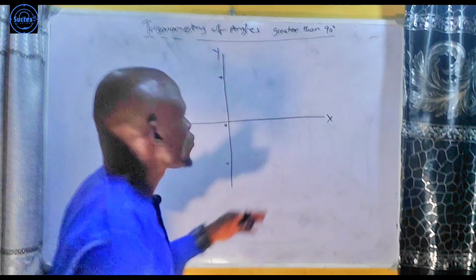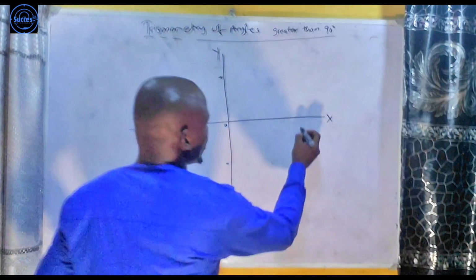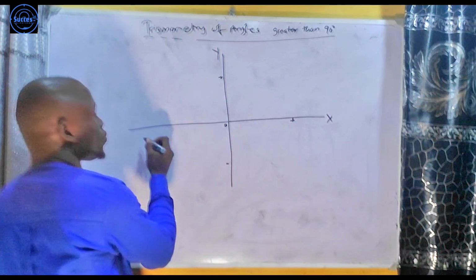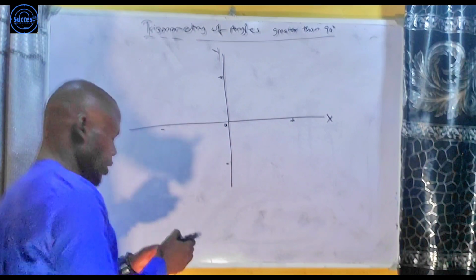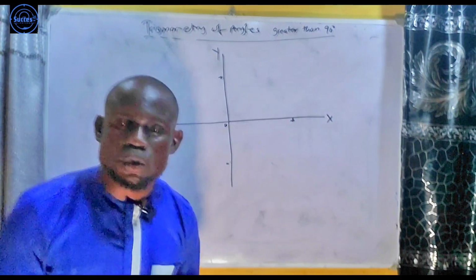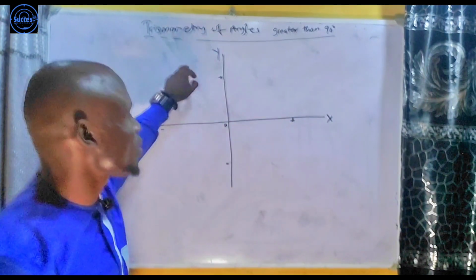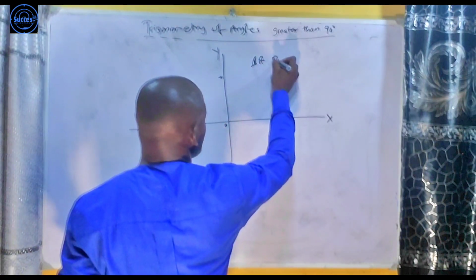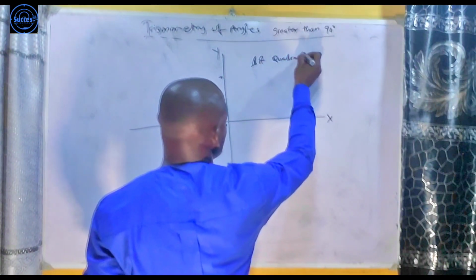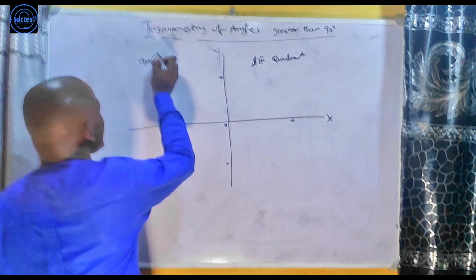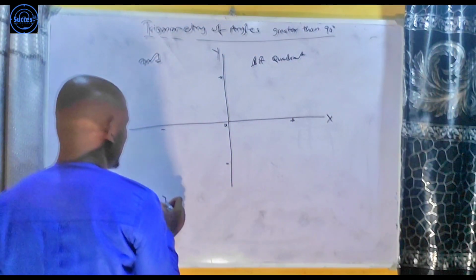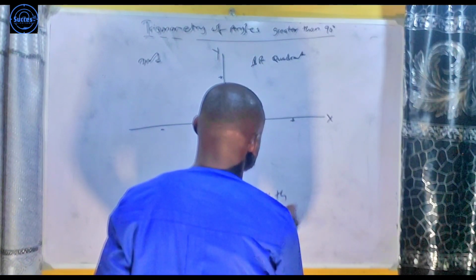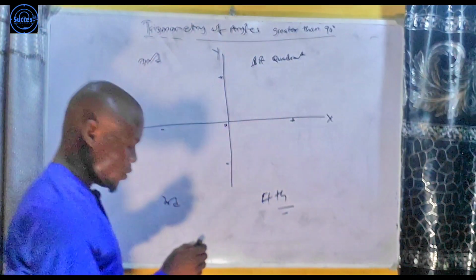Also x to the right from the origin is positive, and x to the left is negative. In trigonometry, we call these quadrants. We call this the first quadrant, the second quadrant, the third quadrant, and the fourth quadrant.